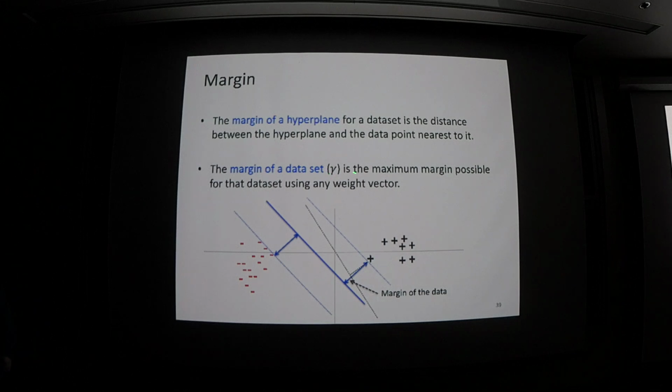The margin of the data set is the maximum margin possible for that data set using any hyperplane or weight vector, right? So look at this data set. First, it's linearly separable, and you can enumerate all possible separating hyperplanes, and each separating hyperplane is associated with a margin. So pick the maximum margin as the margin for this whole data set. So what's the meaning of a margin for a data set? What does the margin of the data set reflect or imply?